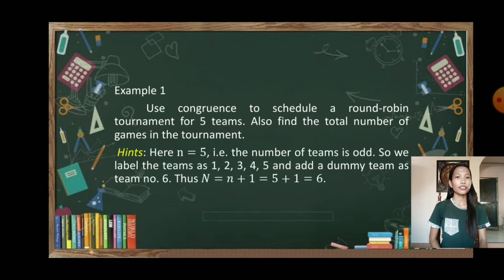So here, n is equal to 5. Yan po yung number of teams natin. And kung makikita po ninyo, the number of teams is odd. So we label the teams as 1, 2, 3, 4, 5, and add a dummy team as team number 6. Kasi baga, dun sa rules natin, kapag odd yung number of teams, kailangan natin mag-add ng dummy team. Thus, capital N is equal to n plus 1 is equal to 5 plus 1 is equal to 6. So, yung magiging total number of teams natin is 6.